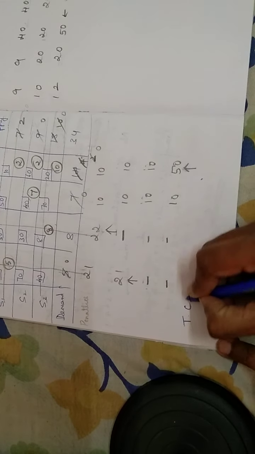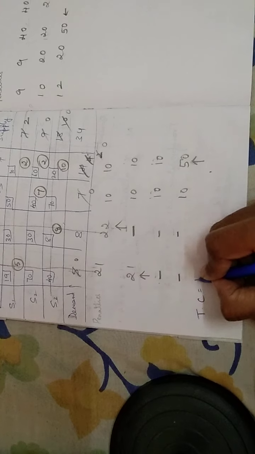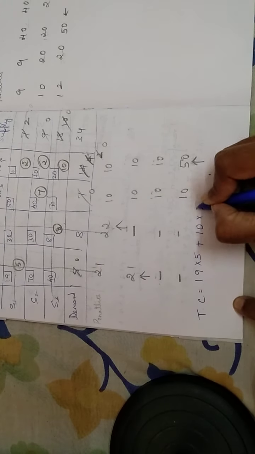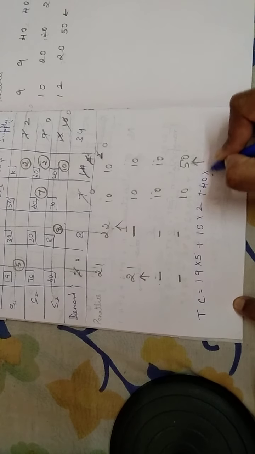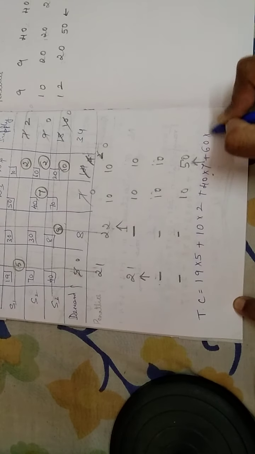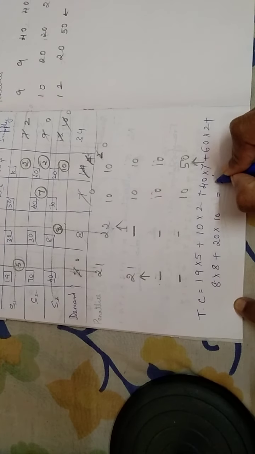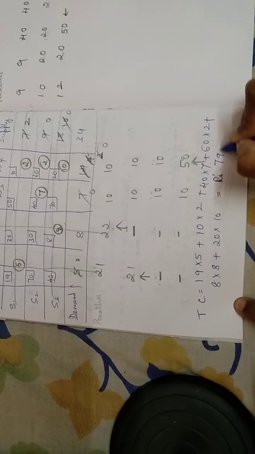Now I'll work out the transportation cost. The transportation cost will be 19 into 5 plus 10 into 2 plus 40 into 7 plus 60 into 2 plus 8 into 8 plus 20 into 10. The total cost works out to rupees 799.